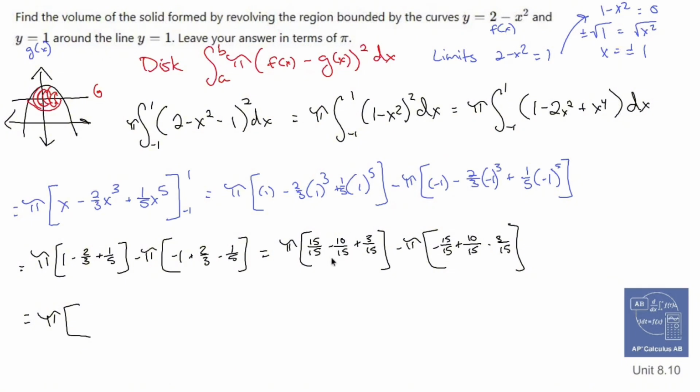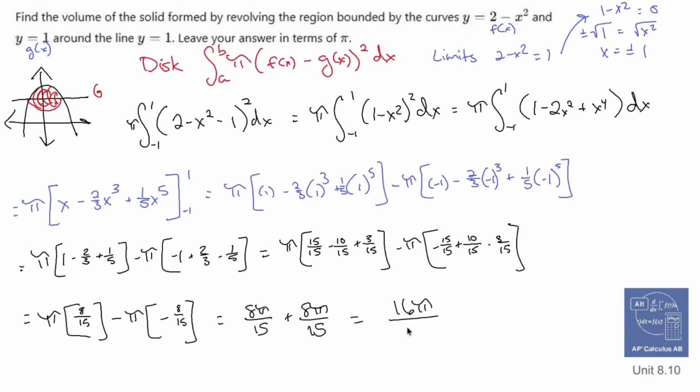15 minus 10 plus 3 is 8, so we get 8 over 15 minus pi times negative, same thing but negative, 8 over 15. This becomes 8 pi over 15, double negative plus 8 pi over 15. Add the 8 pi plus the 8 pi, 16 pi over 15 is going to be our answer.